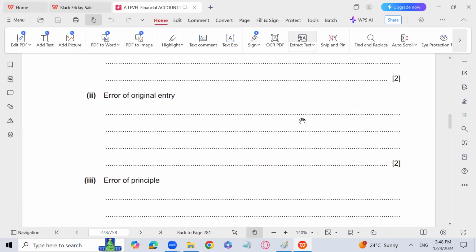Error of original entry, when the amount is wrongly entered, right? That is known as error of original entry. When a wrong amount is entered on the correct side.